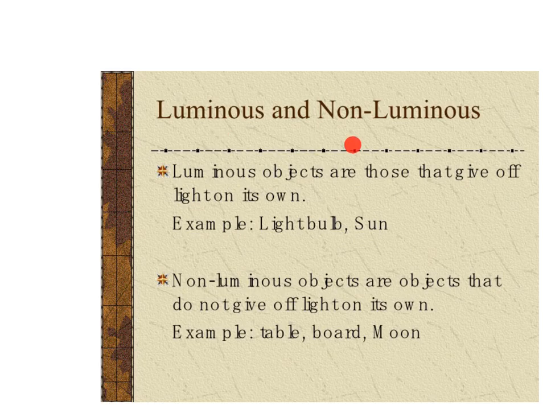Then luminous and non-luminous. What is luminous? Luminous objects are those that give off light on their own. Examples are a light bulb and the sun. Then non-luminous: non-luminous objects are objects that do not give off light on their own. Examples are a table, board, and moon.